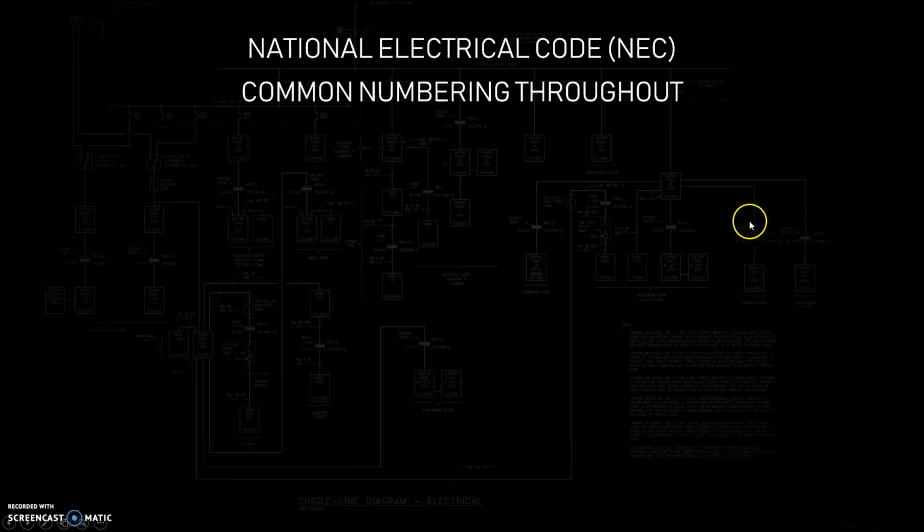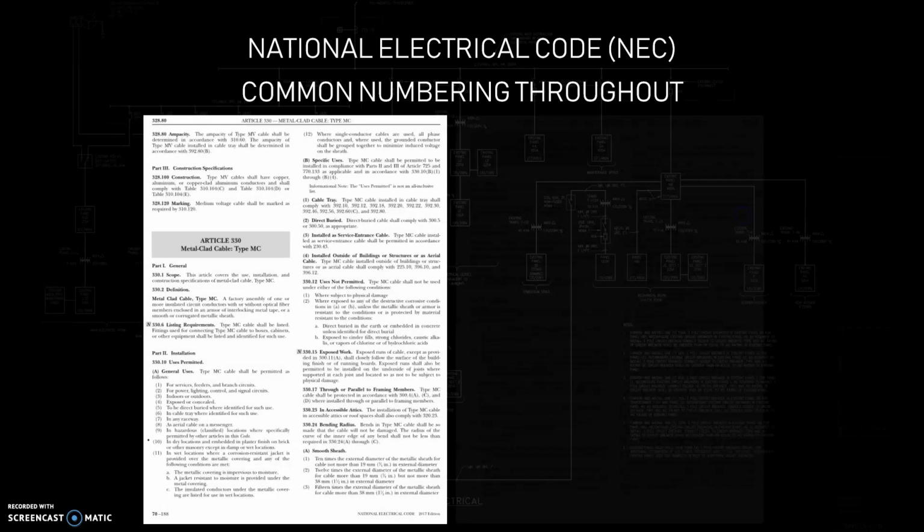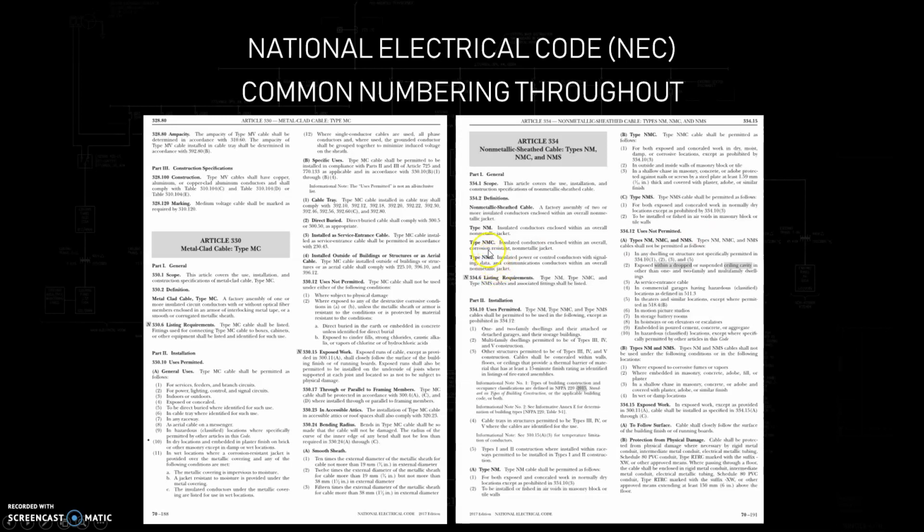So the other thing I want to mention here is the code uses a common numbering system. Let's look at 2 pages from 2 different articles. We have Article 330, which is metal-clad cable, and then Article 334, which is non-metallic sheath cable. So these are just 2 different cable types. Naturally, there are going to be a lot of similarities, where we have to talk about the same types of things. And the reason I'm telling you this is the code's going to use the same numbering system everywhere it can to reference the same types of things.